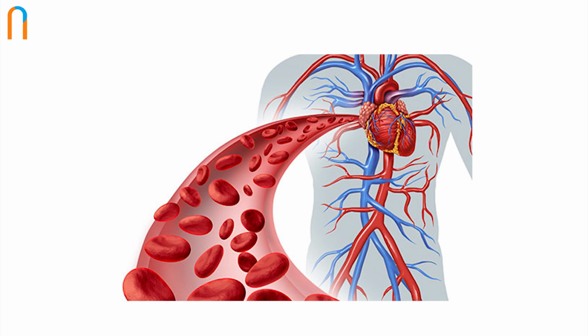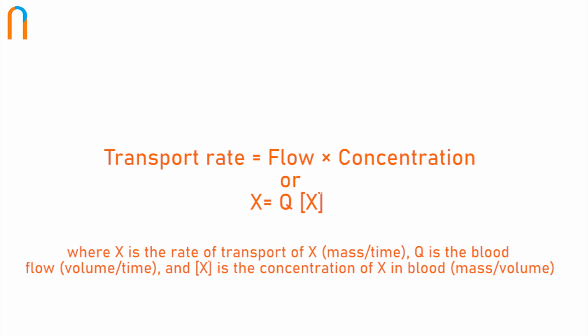Substances are carried between organs within the cardiovascular system by the process of convective transport, the simple process of being swept along with the flow of the fluid in which they are contained. The rate at which a substance is transported by this process depends solely on the concentration of the substance in the blood and blood flow, where X is the rate of transport of X in mass per time, Q is the blood flow in volume per time, and X is the concentration of the substance in blood in mass per volume.